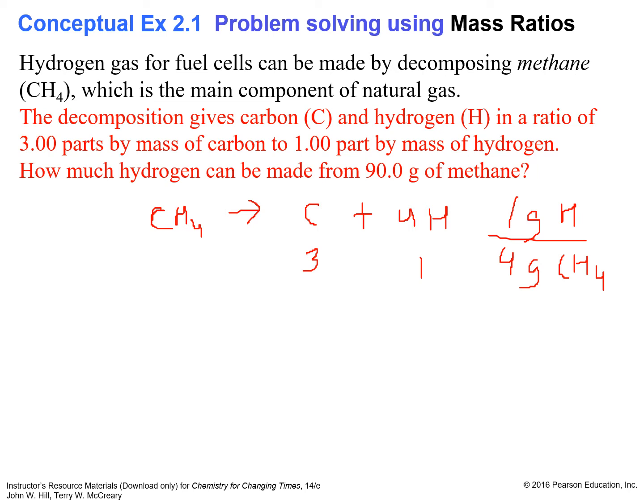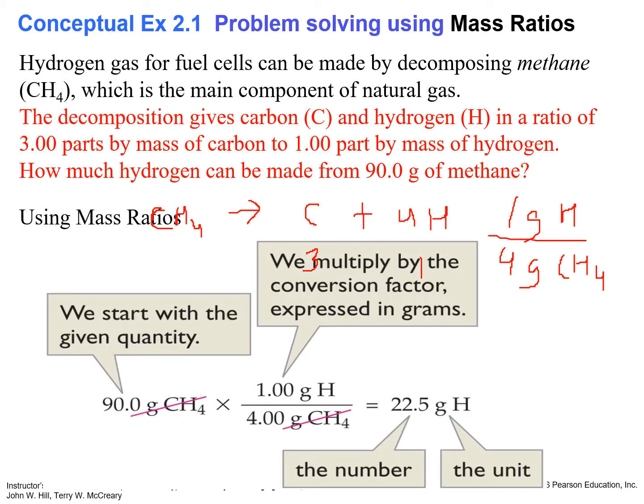Okay, now let's look at the solution. We start with the given quantity, which was 90 grams of methane, and the problem wants us to find the mass of hydrogen. Because we are finding grams of hydrogen, we want to keep it on the top. So 1 gram of hydrogen divided by 4 grams of methane. The grams of methane cancel, and you will be left with 90 times 1 divided by 4, which is 22.5 grams of hydrogen. That's the number with 3 significant figures, and grams is the unit. So this is how we use the mass ratios to find the grams of either substance. Now, if it was some other unit like carbon, then we would have used a different ratio.